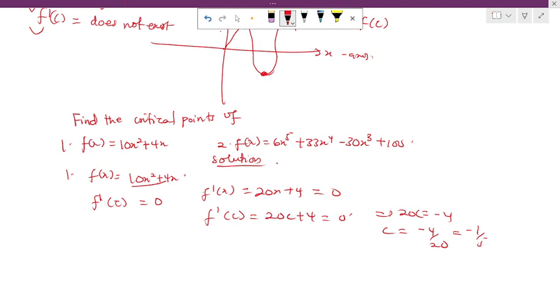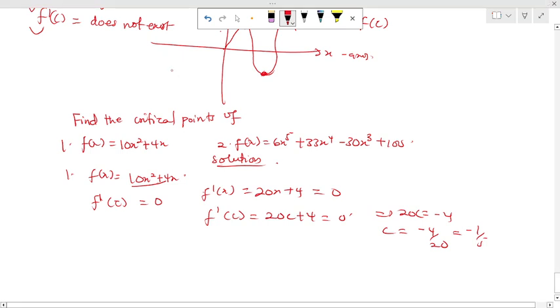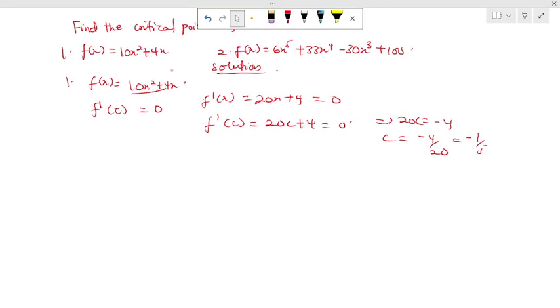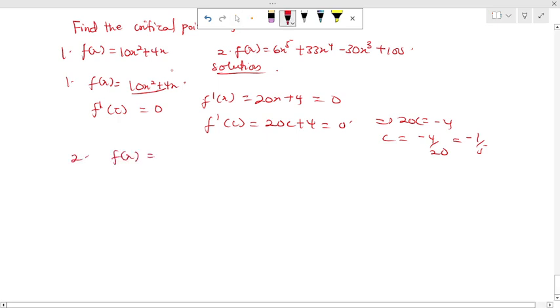Now let's solve for our second part of the question. The second function, f of x, is equal to 6x to the power 5 plus 33x to the power 4 minus 30x to the power 3 plus 100. You want to find a critical point. All that you do is you find f prime of x first.